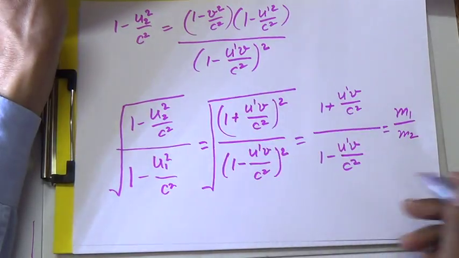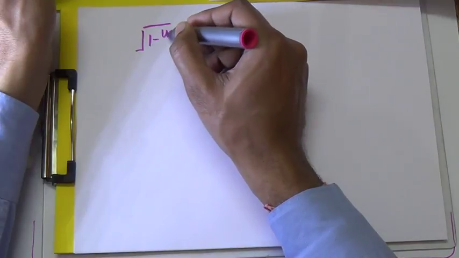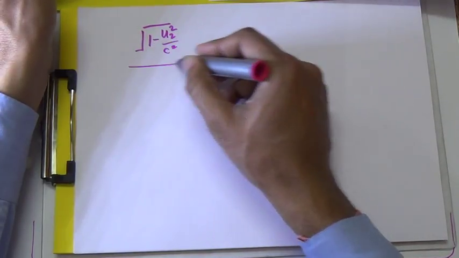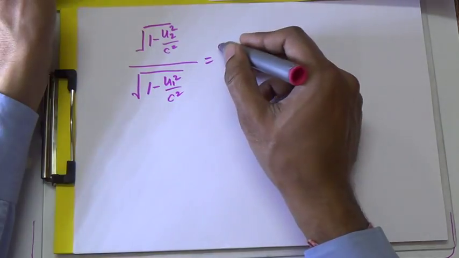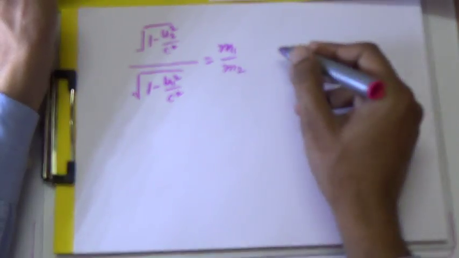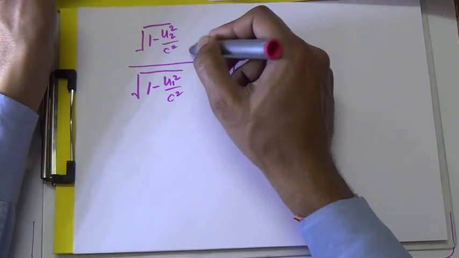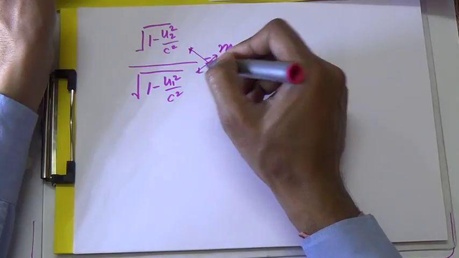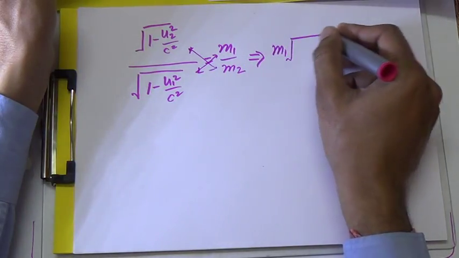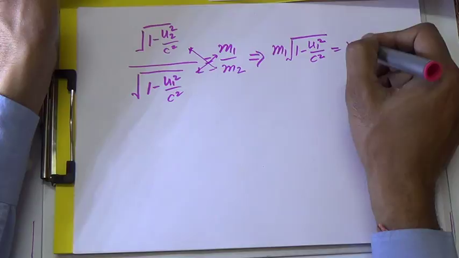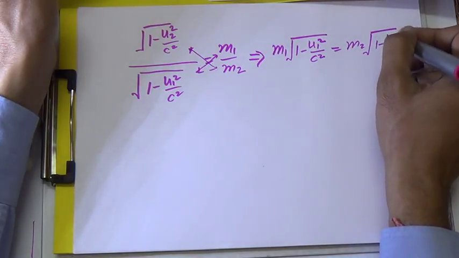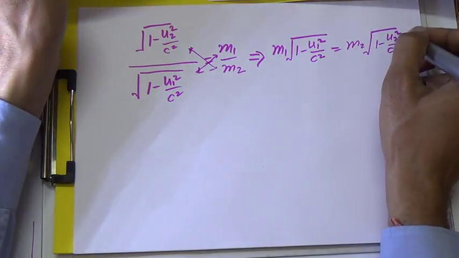So now the left hand side, that is square root 1 minus u2 square upon c square upon square root 1 minus u1 square upon c square is equal to m1 upon m2. And further simplification, one can show that m1 square root 1 minus u1 square upon c square is equal to m2 square root 1 minus u2 square upon c square.